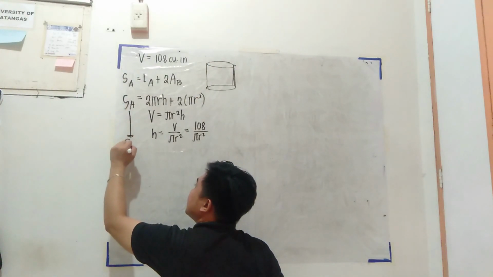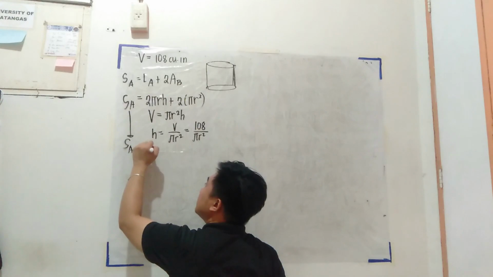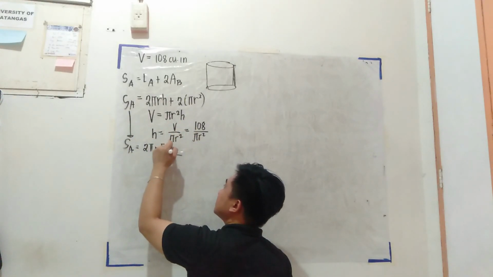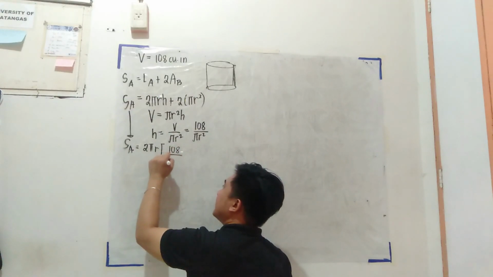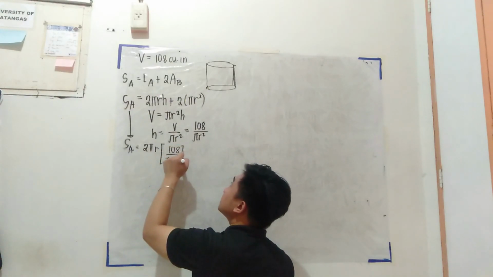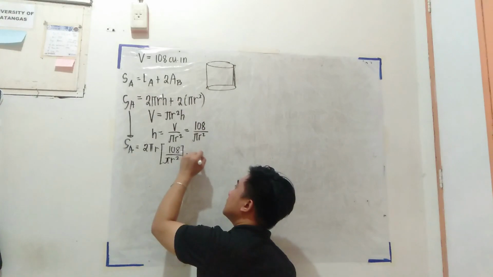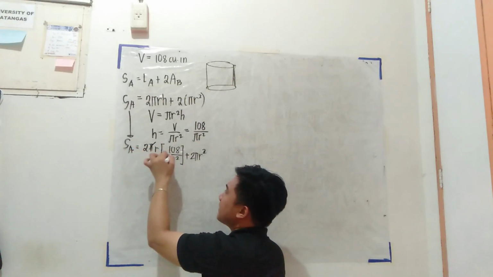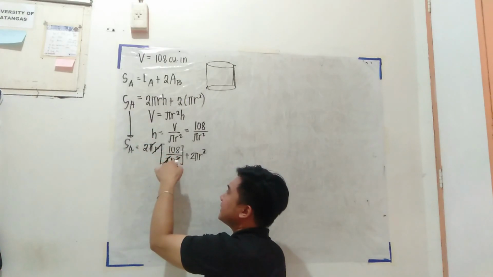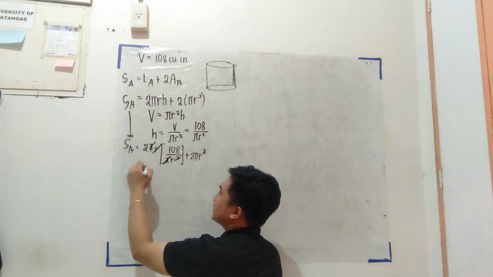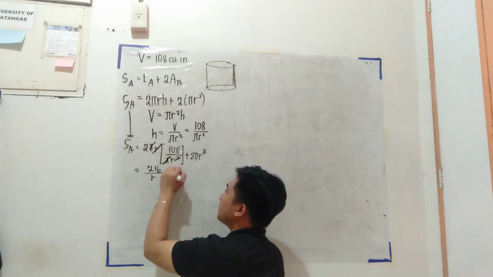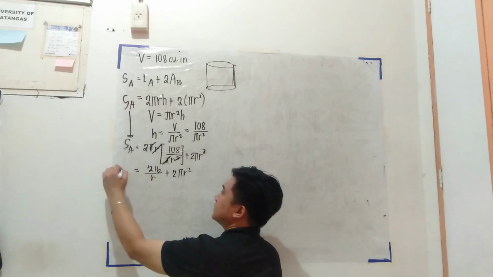So, surface area is equal to 2 pi r, what's h? 108 over pi r squared plus 2 pi r squared. So, cancel na si pi, cancel na yung si r, may tirang isang r dito. So, meron tayong 2 times 108, so 216 over r plus 2 pi r squared.